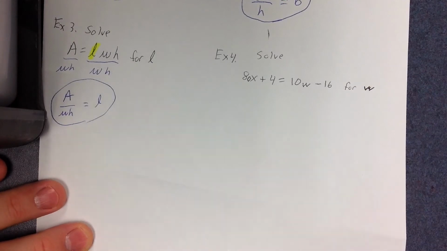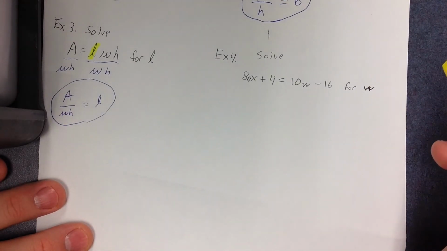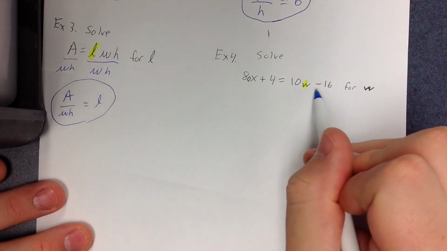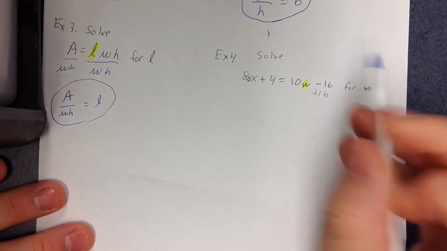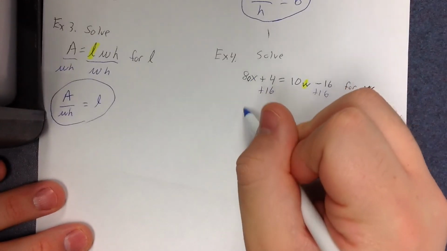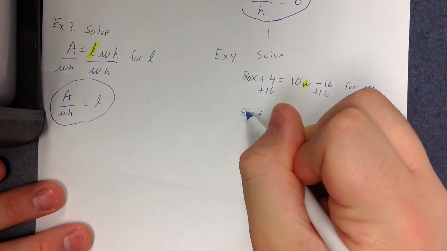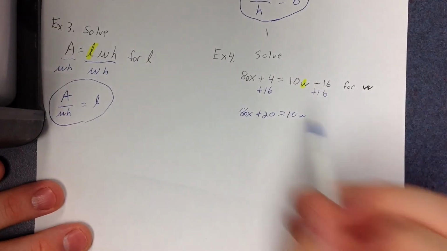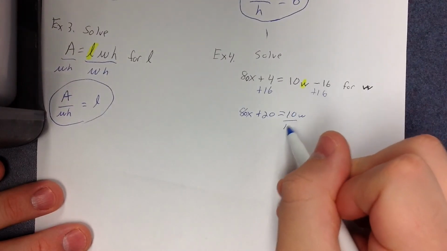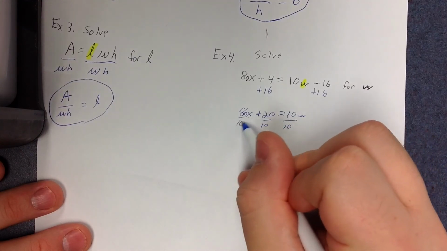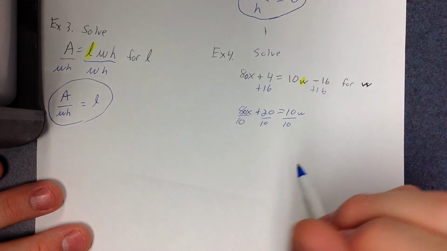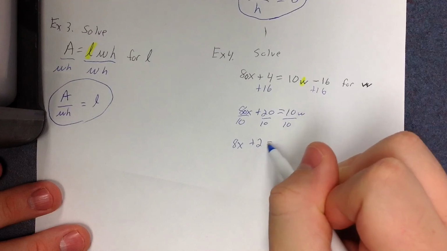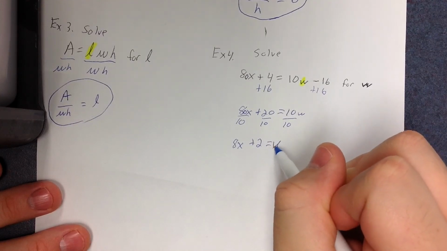Okay, the fourth example. 80x plus 4 equals 10w minus 16, and I want to solve it for w. So again, here's the side my variable's on. I want to get rid of the addition or subtraction, so I want to add 16 to both sides. So I get 80x plus 20 equals 10w. So now this means 10 times w, so I have to divide both sides by 10. And again, since there's two terms on the left-hand side, got to divide them both by 10. 80x divided by 10 is 8x, so I got 8x plus 20 divided by 10 is 2 equals w.